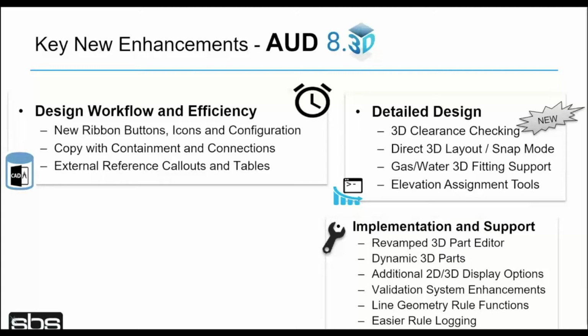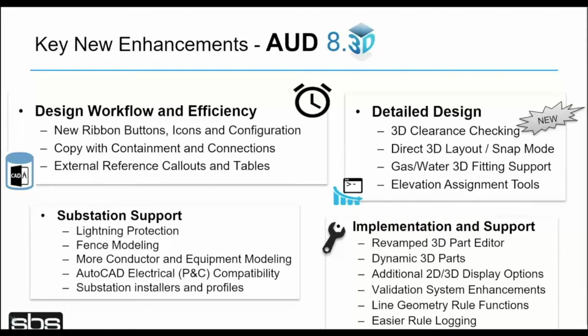There are some additional display options for 2D and 3D, including the ability to show more of a 2D display style, but using 3D geometry. There are some enhancements to the validation system that allow the newer custom validation definitions to be displayed more easily and managed. Again, there's more rule geometry function for managing 3D geometry through rules. And then some improvements to how the rule logging is done to make it easier to work with and author those rules.